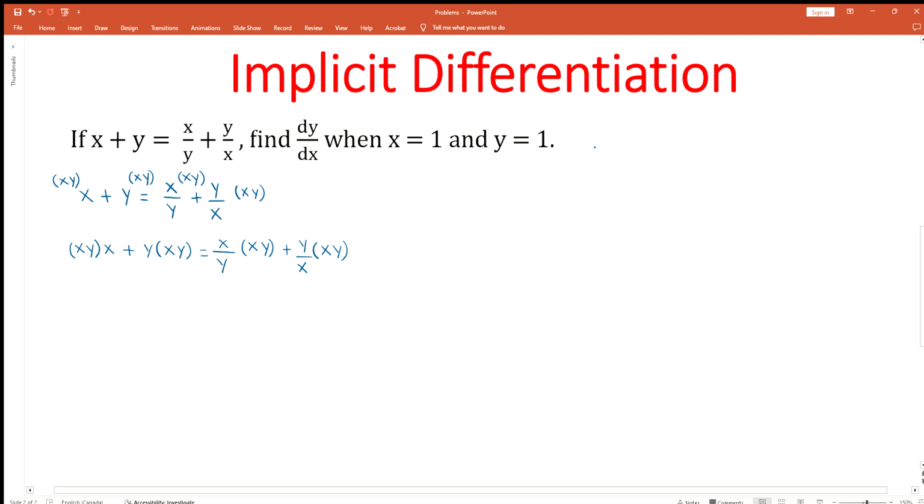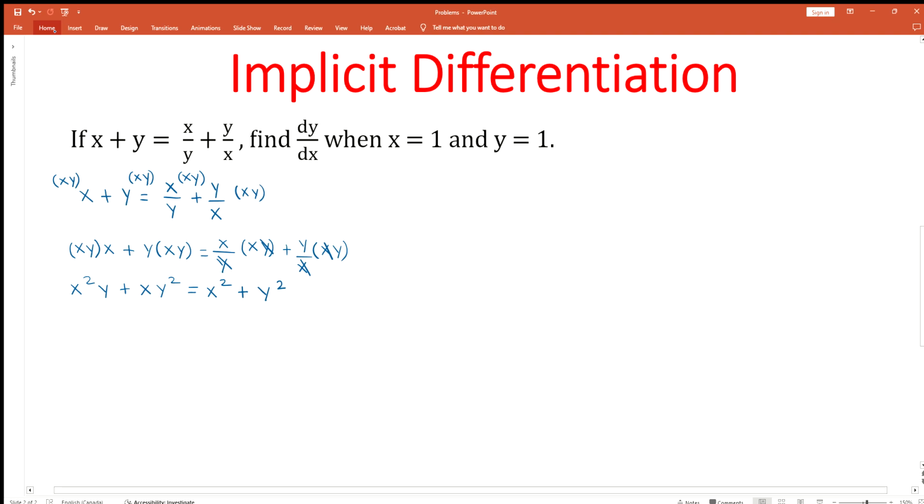Now we can simplify the terms. Xy times x is equal to x squared y. Y times xy is xy squared. X over y times xy is equal to x squared because the y terms cancel each other out. In the next term, the x terms cancel each other out, so we are left with just y squared. This is the simplified form of the given equation.